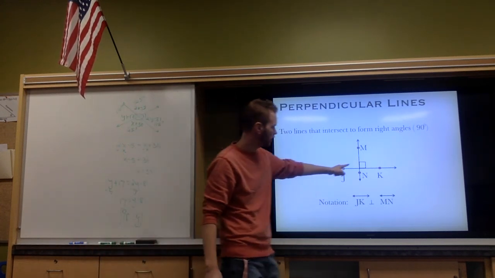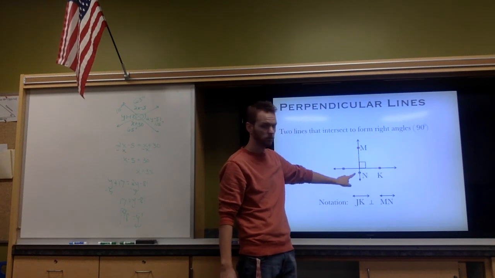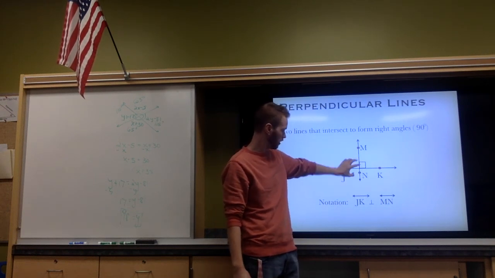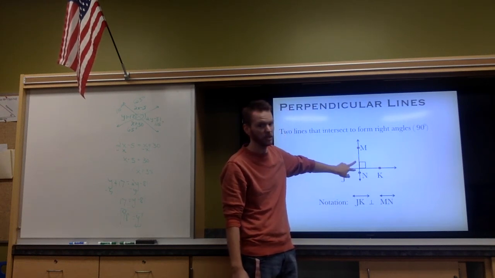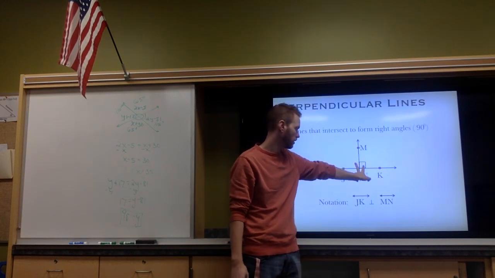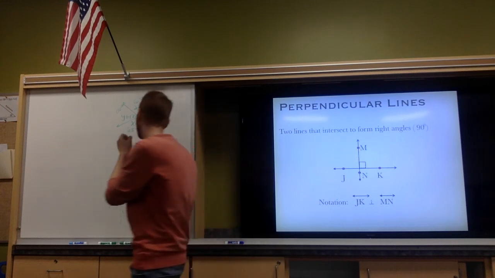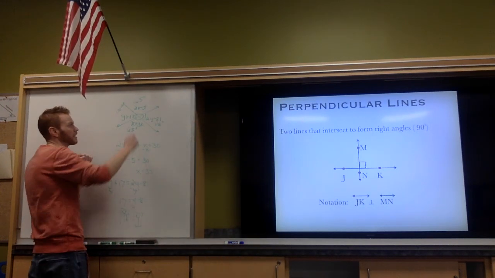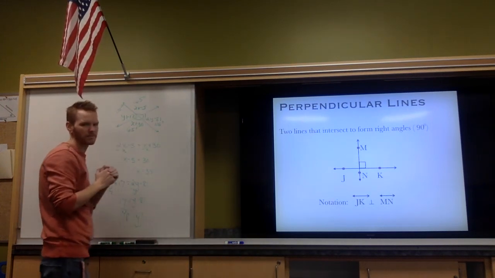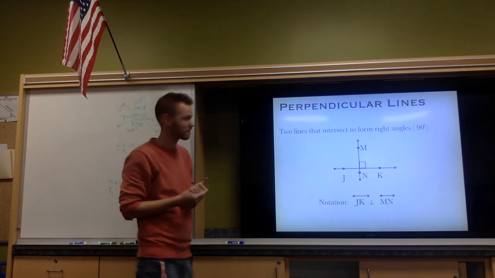If this is 90, I know this is 90 because they're vertical, right? These guys are 90 because they're linear, out to 180. So are these guys, so are these guys. So that's one case where, like I kind of said before, all of them were the same measurement. But that's only if you have perpendicular lines.